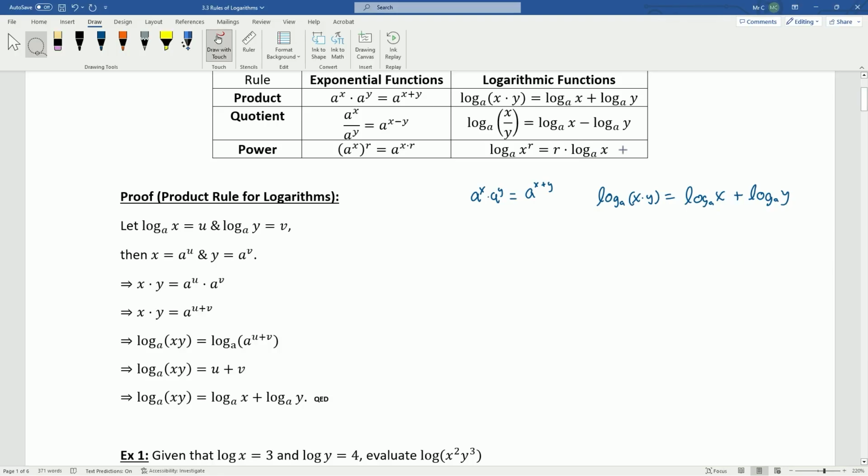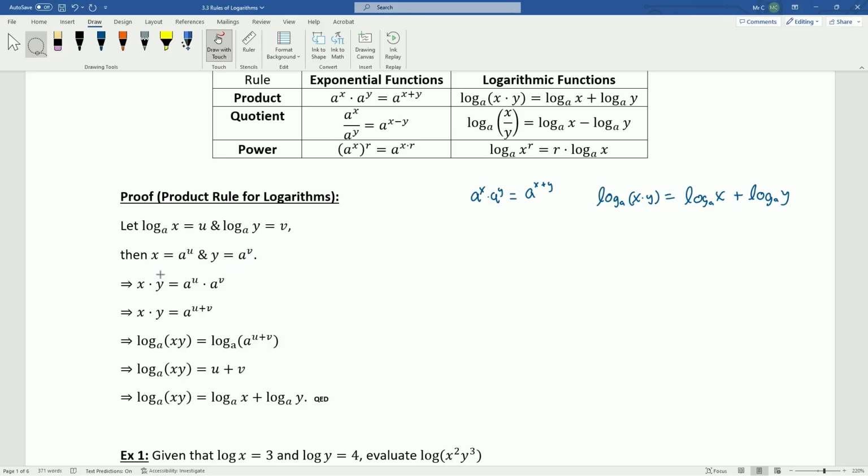So the product rule, we're going to start by giving names to log base a of x and log base a of y. So in our product rule, we're looking at log base a of x plus log base a of y. And so we're just going to rewrite log base a of x as just u and log base a of y as v. Then what does that tell us? Well, if we switch our inputs and outputs, then we get x equals a to the u when we switch to the exponential form, and y equals a to the v.